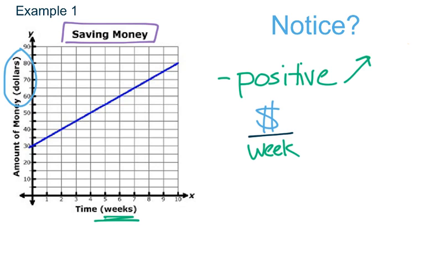Oh, I also see that it doesn't start at the origin. The line does not hit the origin. It starts at 30. So that 30 means $30, right? Because it's up here on the y-axis. So $30. So those are things I noticed without even knowing what the math problem is asking us.